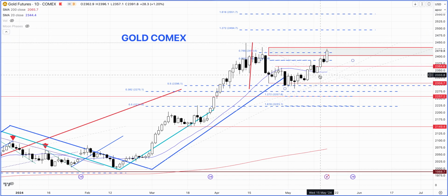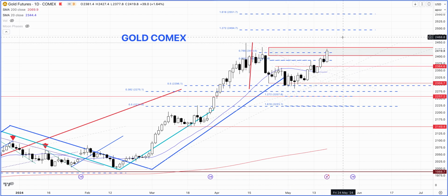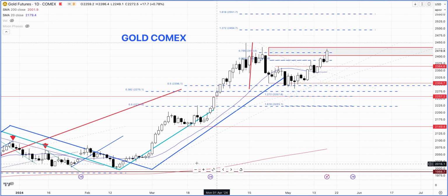Now with this kind of a move where the momentum is also positive for gold, just a 1.27 expansion on the gold chart could actually see this move to 24.95, and above that 25.50 is also possible. So good looking chart formation, positive momentum here.